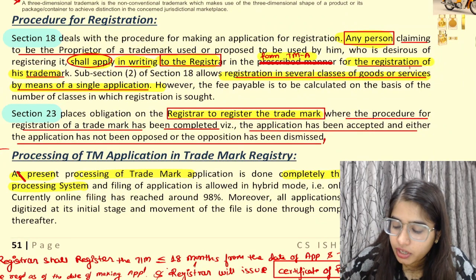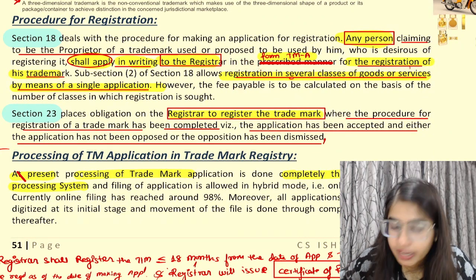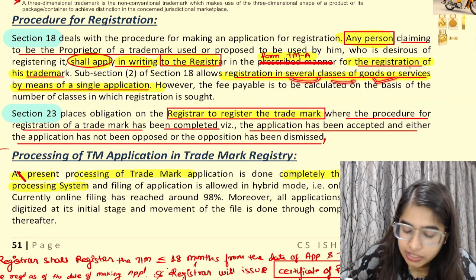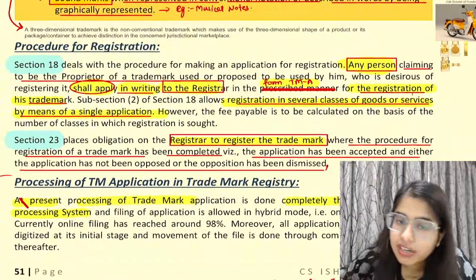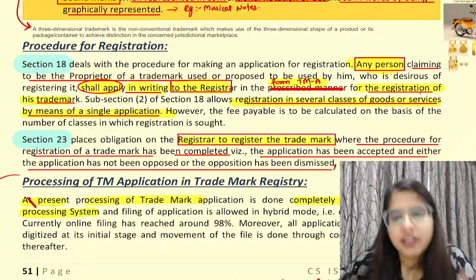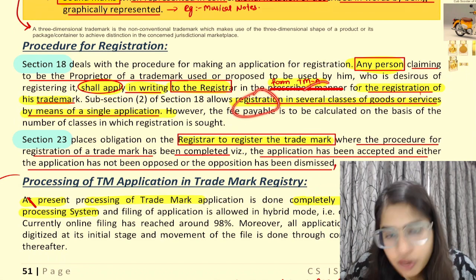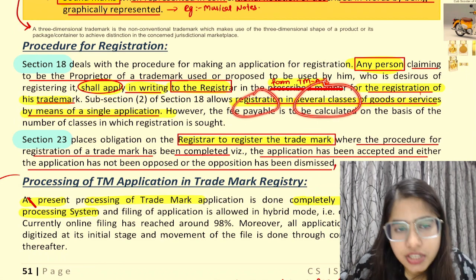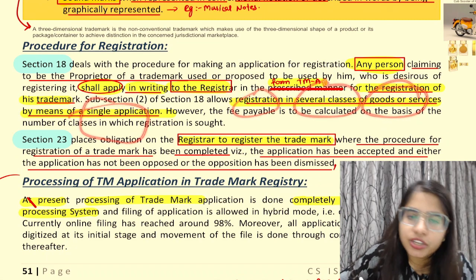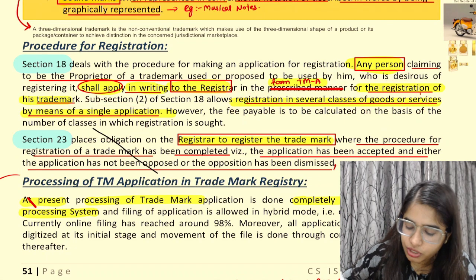Now, registration in several classes of goods and services. Can you register in several classes by a single application? Yes, you can. Just that you have to pay separate fees for different classes. You want to register in different classes of goods and services by a single application, can you do that? Yes, you can do that.